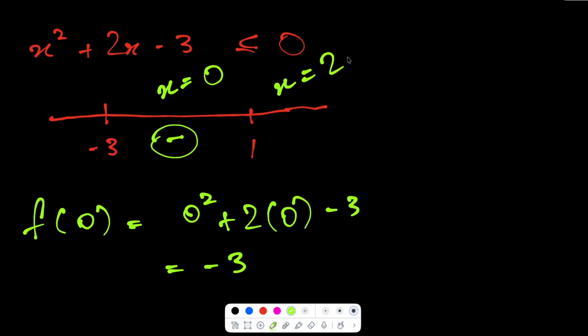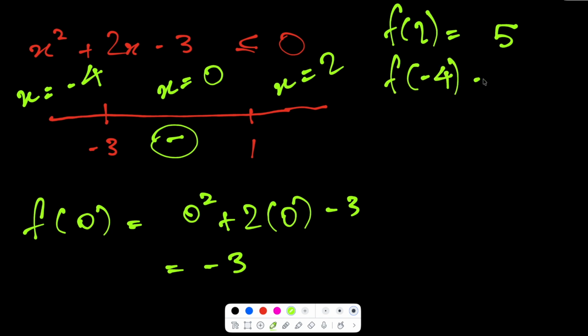With a value greater than 1, x equals 2, let's say. Now f(2) will be 5. Let's repeat the same with a value less than minus 3. Let's say x equals minus 4. f of minus 4 is also 5. What a coincidence. Now, as you can see, f(2) and f(minus 4) are positive numbers. Therefore, let's put a label under the number line saying the values greater than 1 are positive and also less than minus 3 are positive.